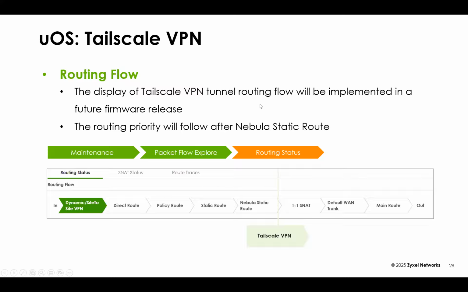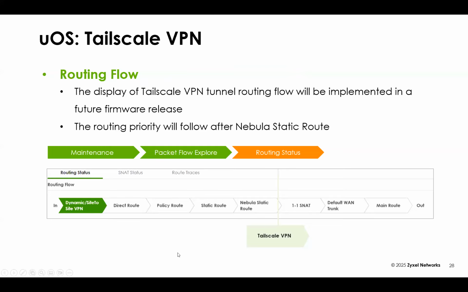Tailscale VPN tunneling will always be implemented right after the Nebula static route. Right now it doesn't display it, but this is where the Tailscale VPN routing packet flow fits. It fits between the static route for Nebula and the one-to-one SNAT. What this means is that all of your dynamic site-to-site VPNs for IPsec on the firewall will always come first. So if you have any type of IPsec routing on top of, say, your Tailscale VPN, just be aware that your IPsec site-to-site or client-to-site routing will always come first.